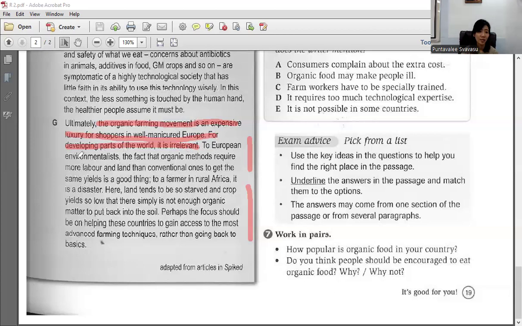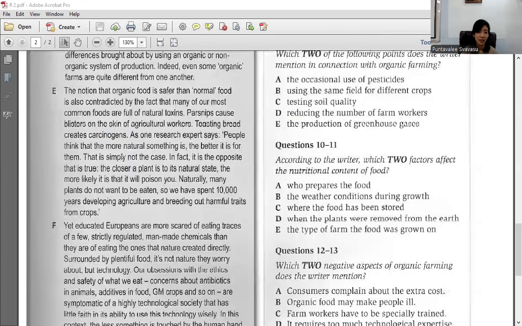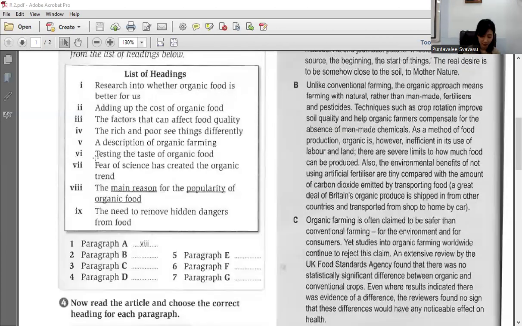The answer for G would be choice 4, rich and poor sitting differently. See the word differently. So it's two opposite tones. And rich and poor, where rich would be the European side, and poor would be Africa.